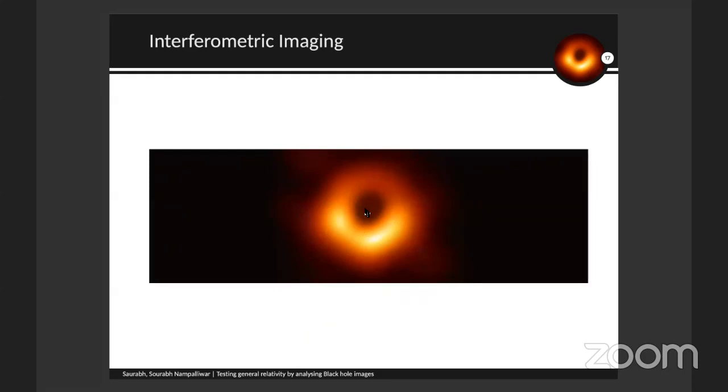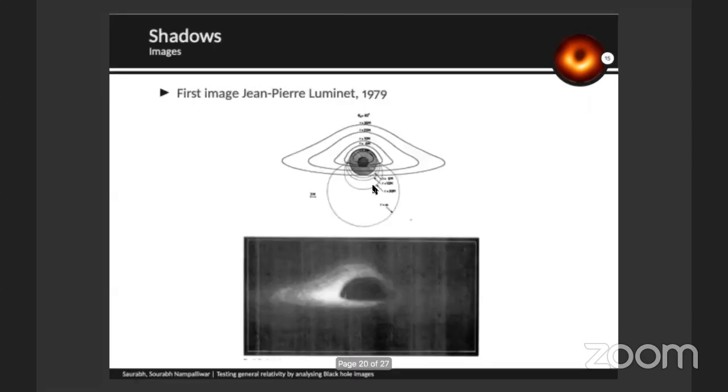There are many reasons it's not spherically symmetric: our finite resolution, interstellar scattering, and lots of other things. But mainly it's that it's also rotating, and hence you can see the redshift and blueshift of the accretion disk happening here. So yes, they have different shadows.